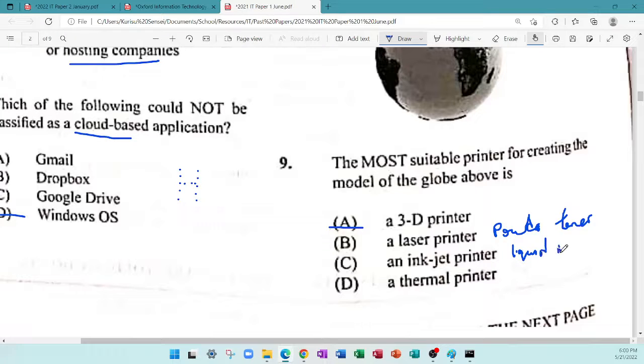Liquid ink, and thermal uses what? Heat. And a special paper basically that accepts that heat.